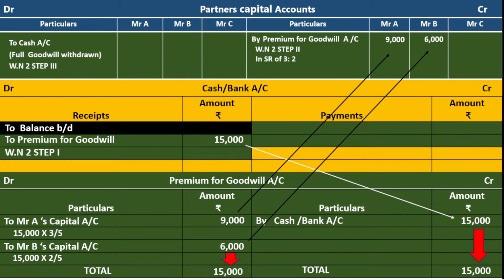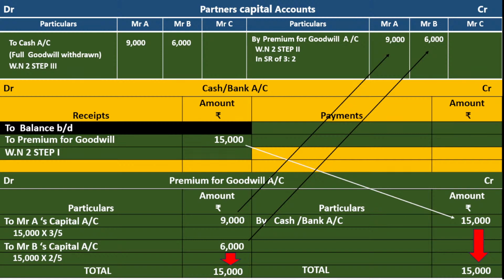Working note number 2, step number 3, 9,000. We have taken this 9,000 and B's capital account 6,000. Okay. Now, there may be a question arising in your mind. Sir, from here you have taken this 9,000, this 9,000 here, and 6,000 from this 6,000. Okay.